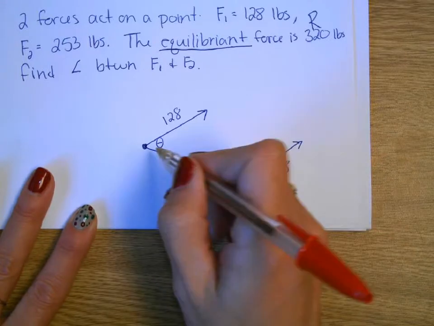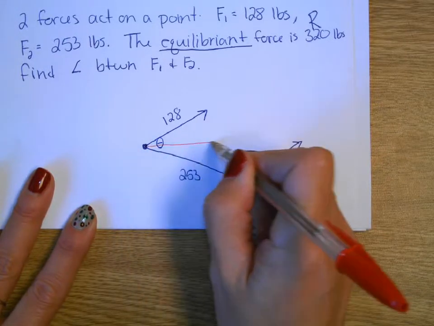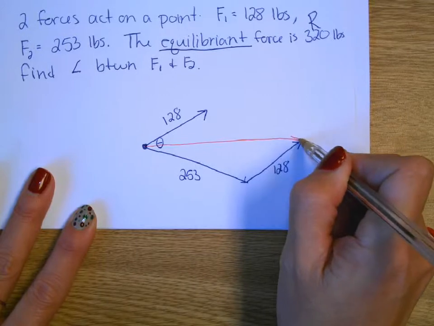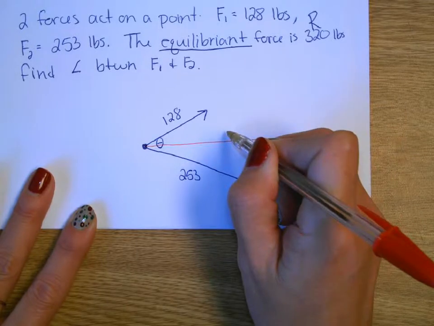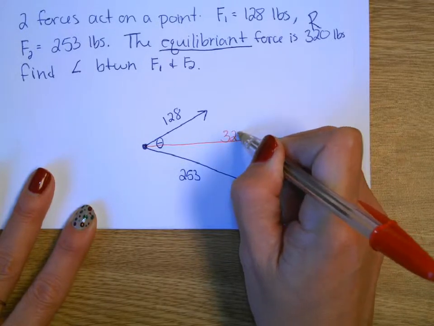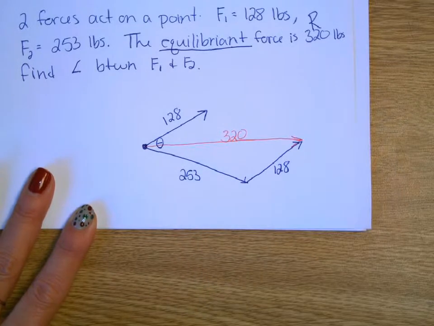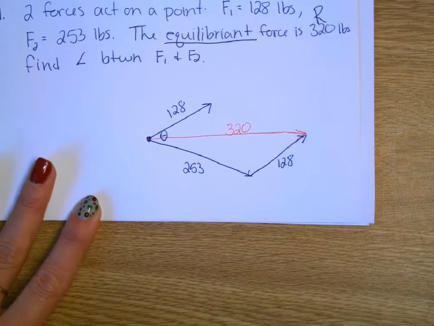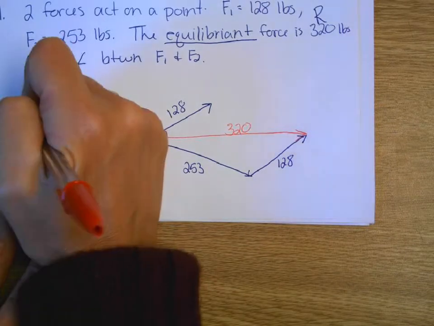Here's my resultant. And now we know side, side, side. Very good. This side is 320. We now know side, side, side. I agree.